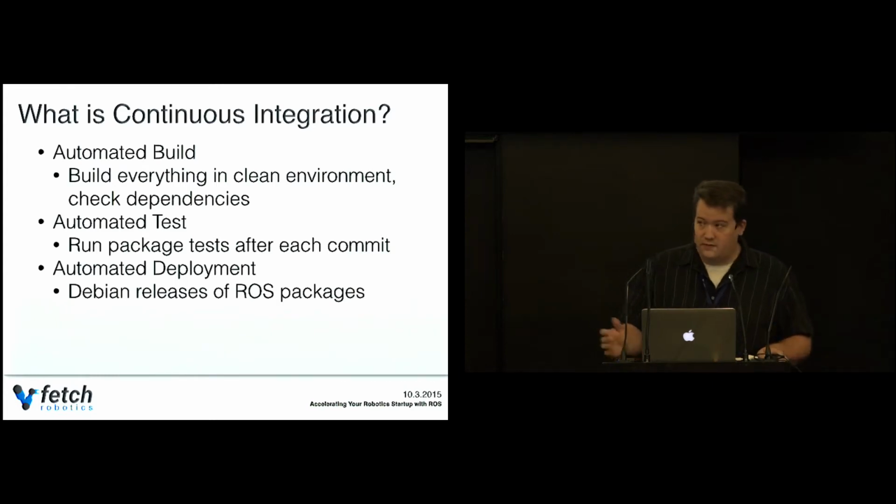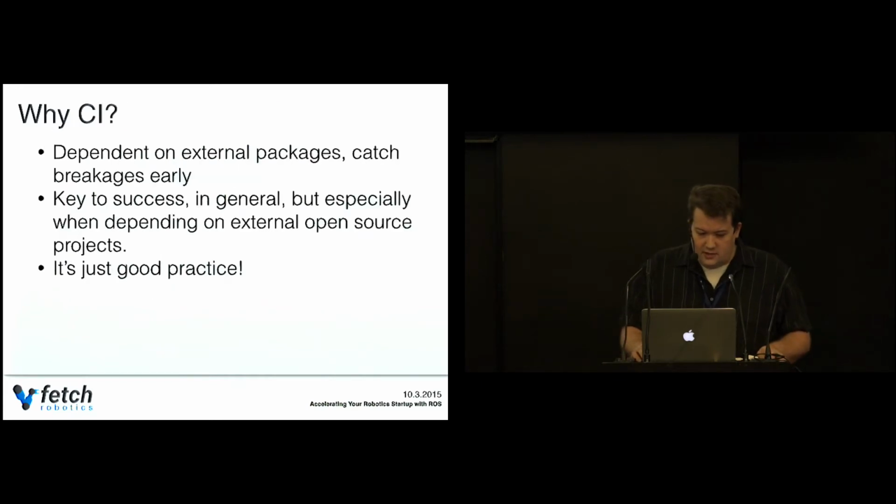You also want to run all of your tests, and you should be writing tests. And so automated tests, running all of those packages after each commit to make sure that things still work and that you're not getting regressions, or that regressions aren't coming in from upstream, since you are dependent on external projects. And then automated deployment, which for ROS is basically the Debian packages or maybe Snappy in the future. So that's what automated continuous integration would involve.